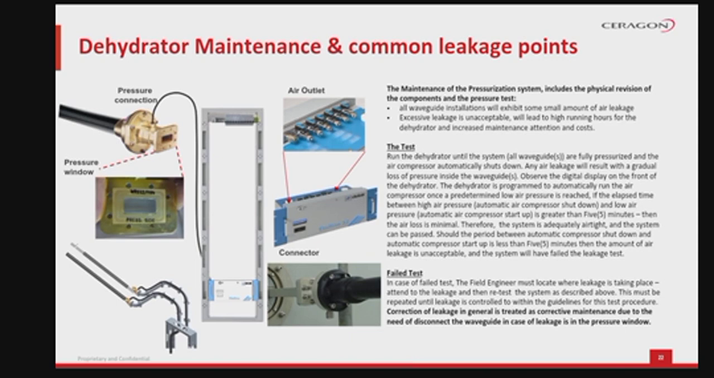In case of a failed test, the field engineer must locate where leakage is taking place, then attend to the leakage and then retest the system as described above. This procedure must be repeated until leakage is controlled to within the guidelines for this test procedure. Correction of leakage in general is treated as corrective maintenance action because you need to disconnect the waveguide if leakage is in the pressure window.